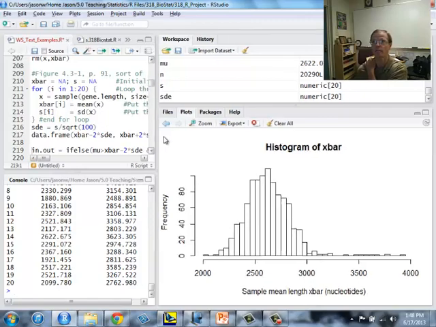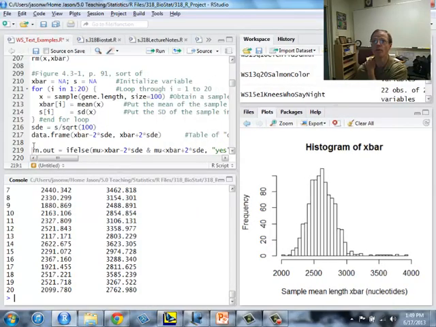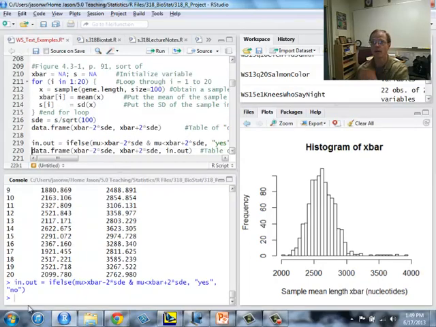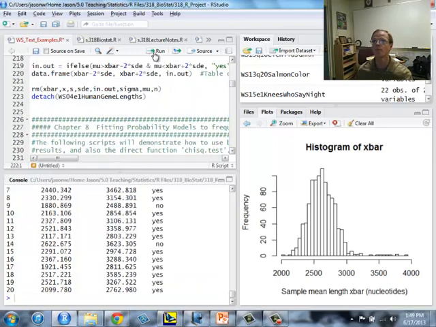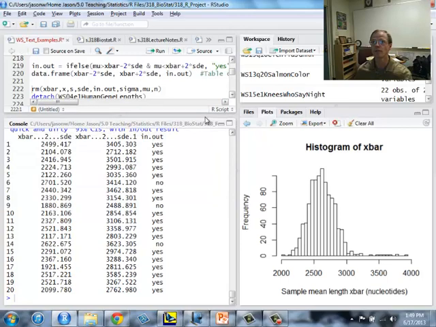I need to widen my view. Let's try that here. And I'll print out the data frame. Okay, we've got ourselves 20 confidence intervals, and one of them was 2499 to 3405. Did that contain the true 2600 and something? Yes. And so I've automated the answer: yes, yes, yes, no.